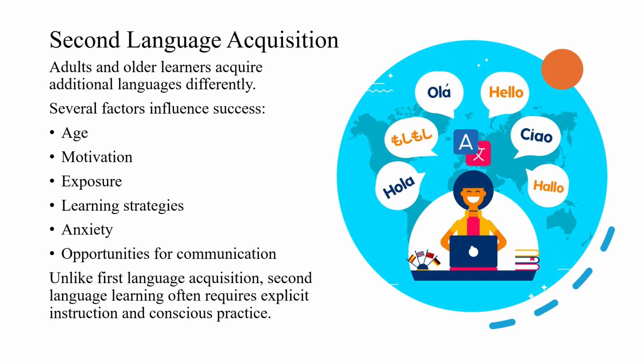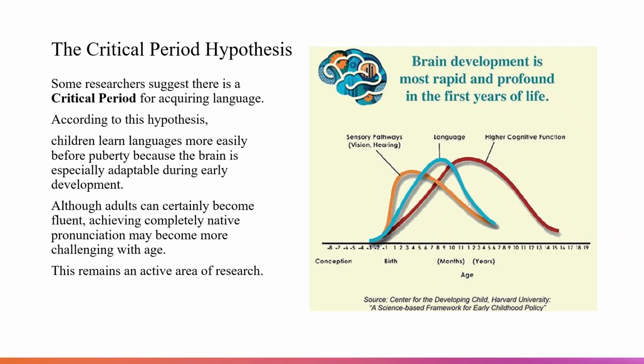Now let's see how second language acquisition is different from first language acquisition. Adults and older learners acquire additional languages differently. There are several factors that may affect this process, such as age, motivation, exposure, learning strategies, anxiety, or opportunities for communication. Unlike first language acquisition, second language learning often requires explicit instruction and conscious practice.